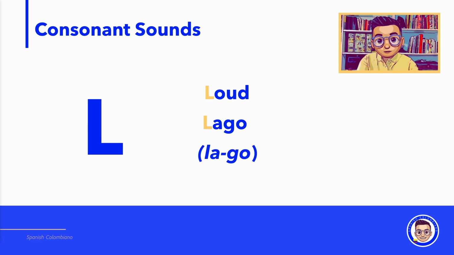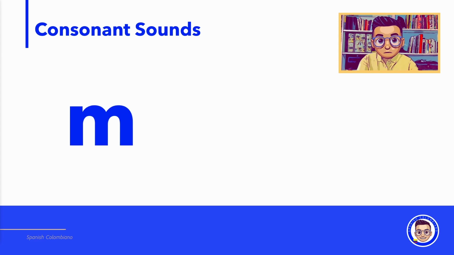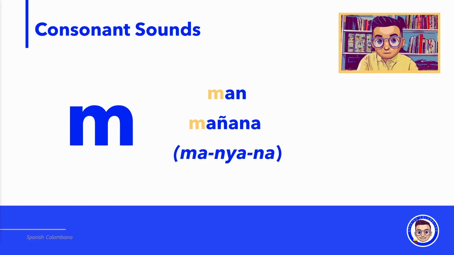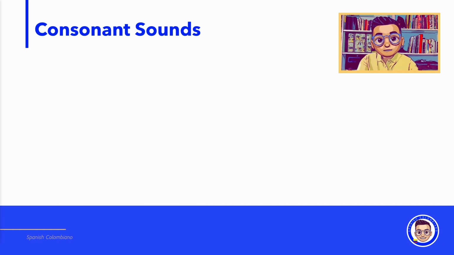The next consonant sound is m. You can find these sounds in words like man in English and words like mañana in Spanish. Mañana means tomorrow. The next consonant sound is n. You can find these sounds in words in English like no and words in Spanish like nuevo.